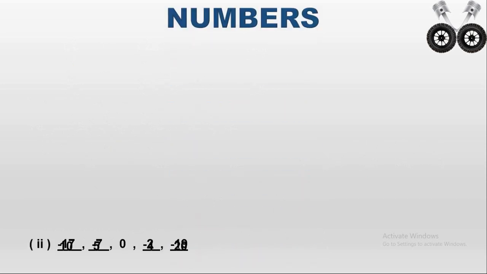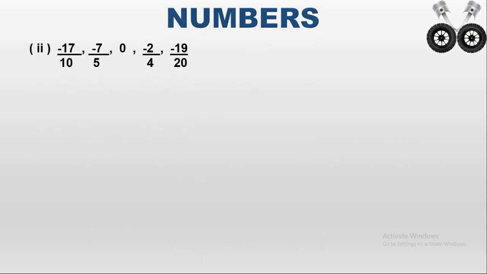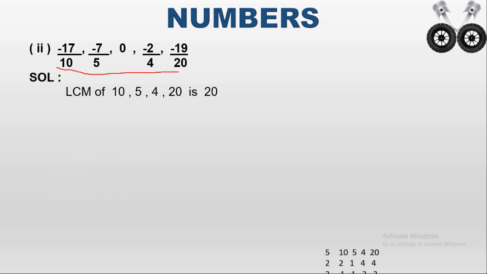Next one is subdivision 2. Minus 17 by 10, minus 7 by 5, 0, minus 2 by 4, minus 19 by 20. So here also denominators are not equal, they are different. For that we have to find the LCM. So the LCM of 10, 5, 4 and 20 is.